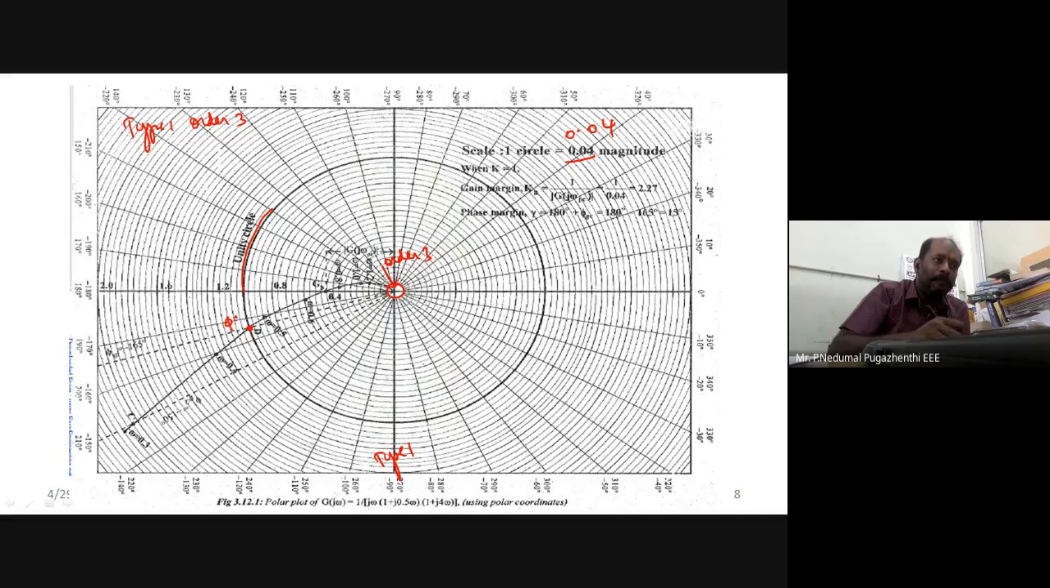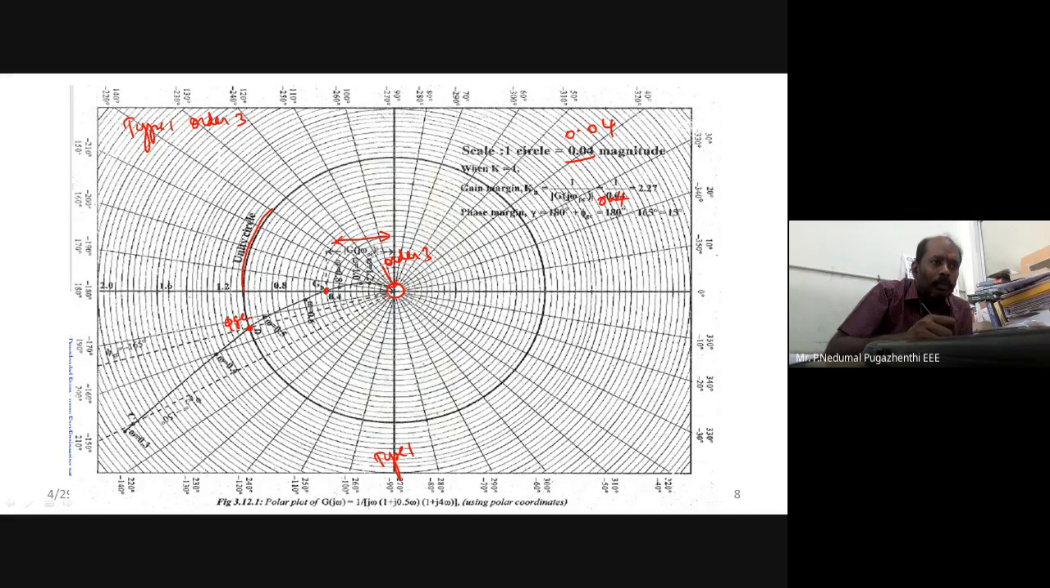You can find your omega GC, and it is crossing my point here on the 180-degree line. So you can find your gain margin by choosing the value which is the inverse of this. So it is going to be 0.04. Okay, it is not 0.04, it is 0.4, I hope so.